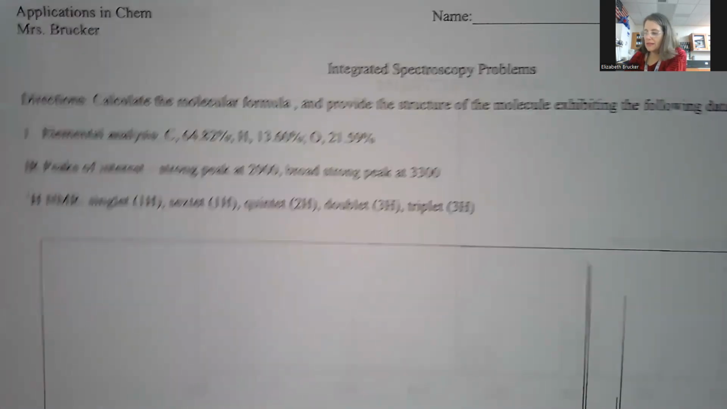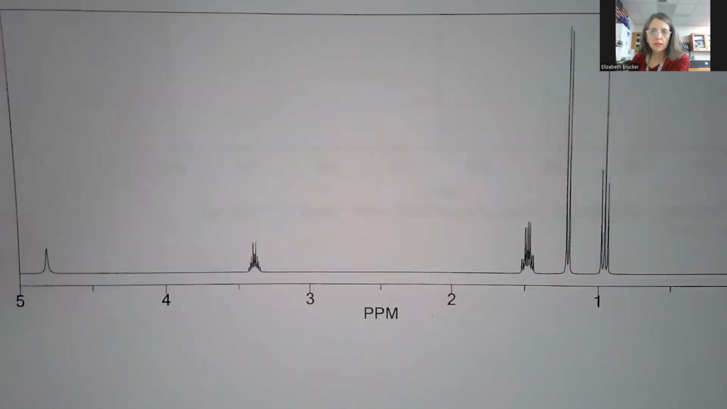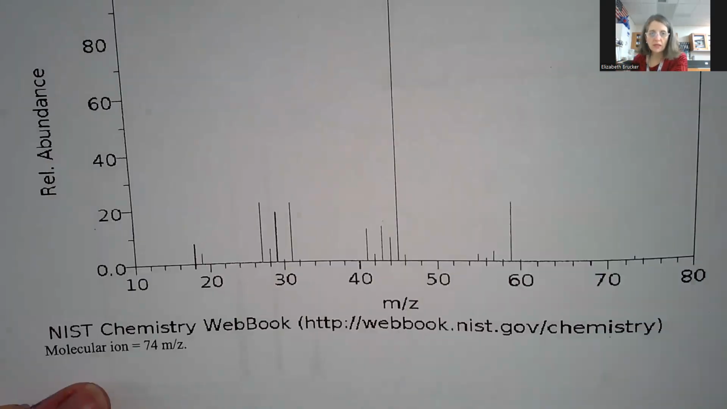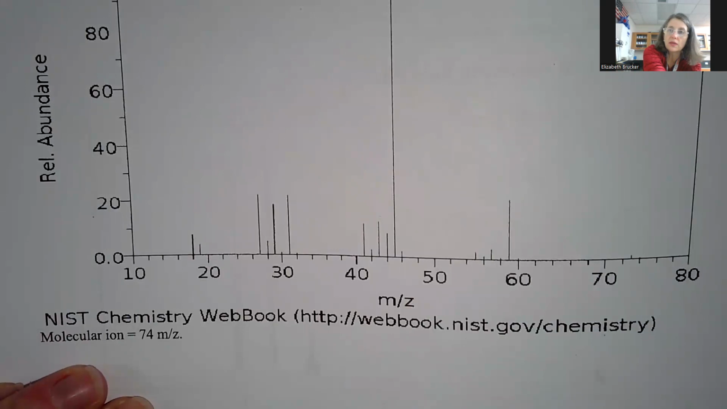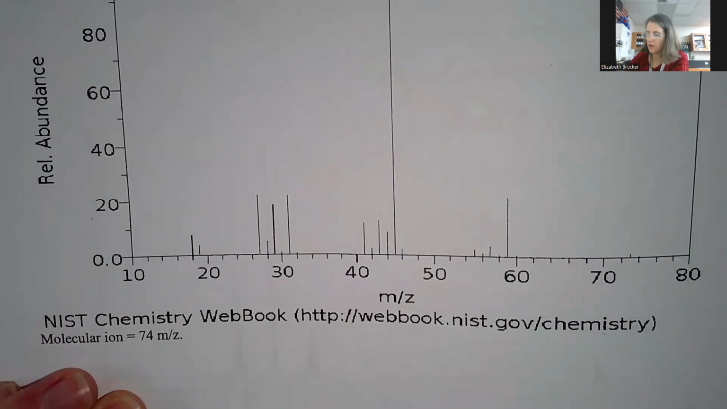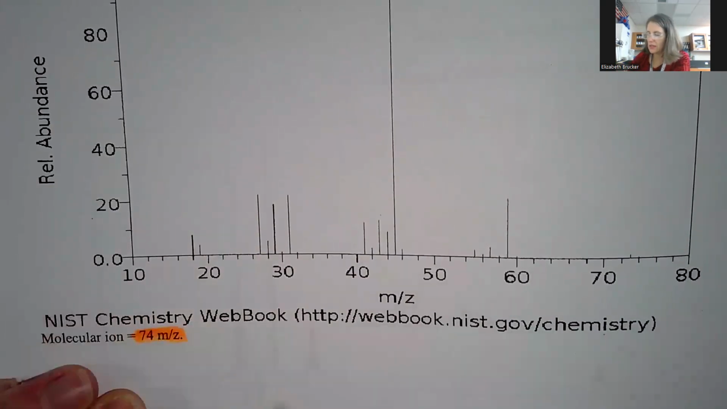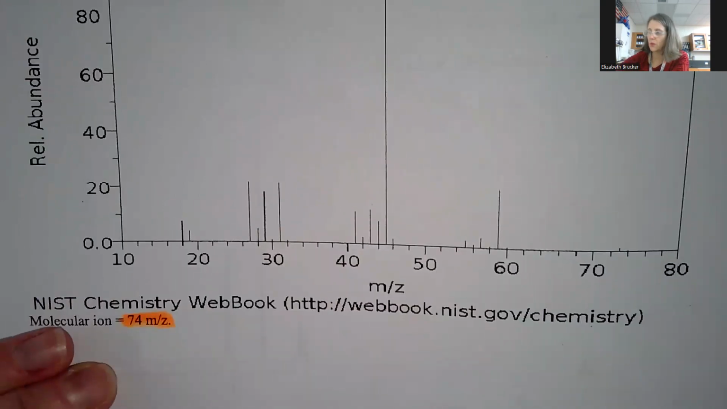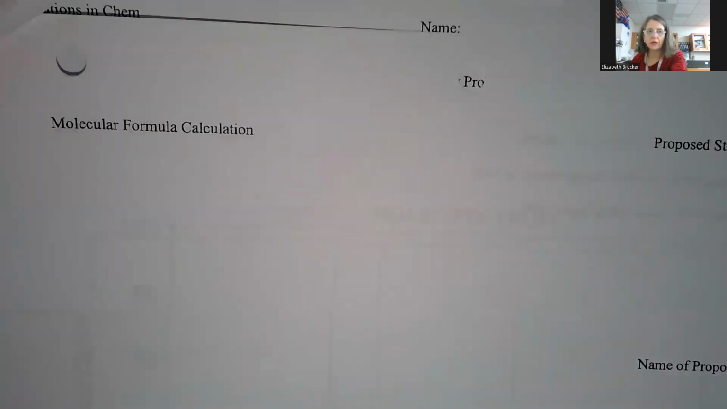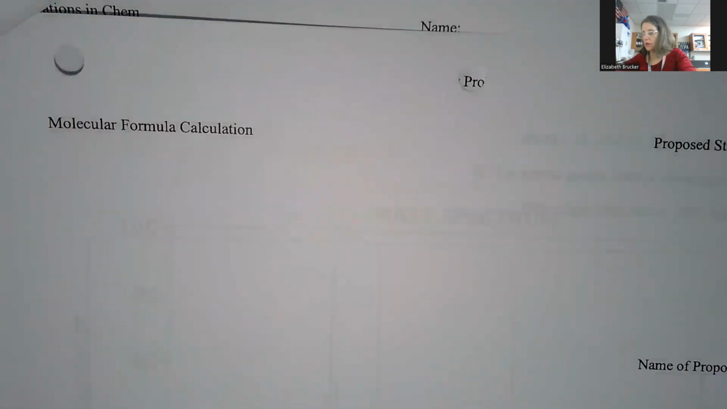And then you're going to be given an NMR, which is this one here. And then on the following page is going to be your mass spec. Really the only thing you need to pay attention to with the mass spec is the molecular ion peak, which in this case is 74. Now, this is a page that you can use to do calculations on, or you could do it directly on a piece of paper, okay?